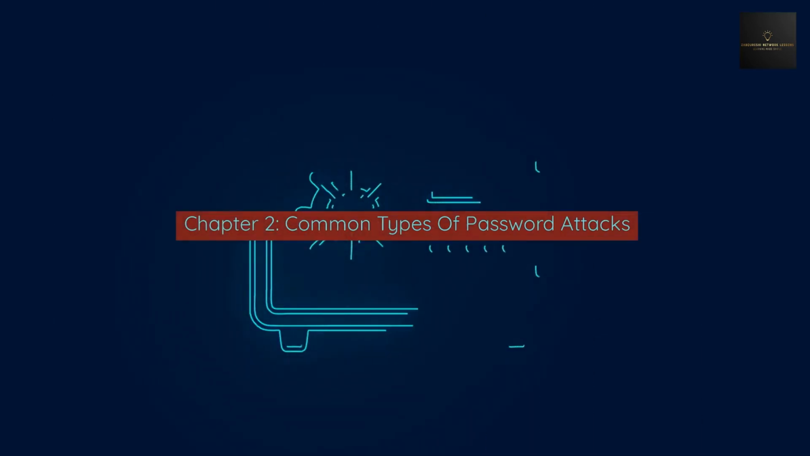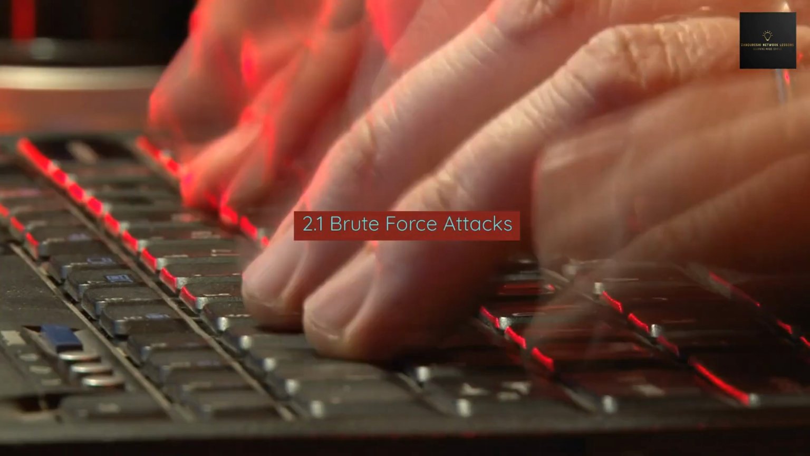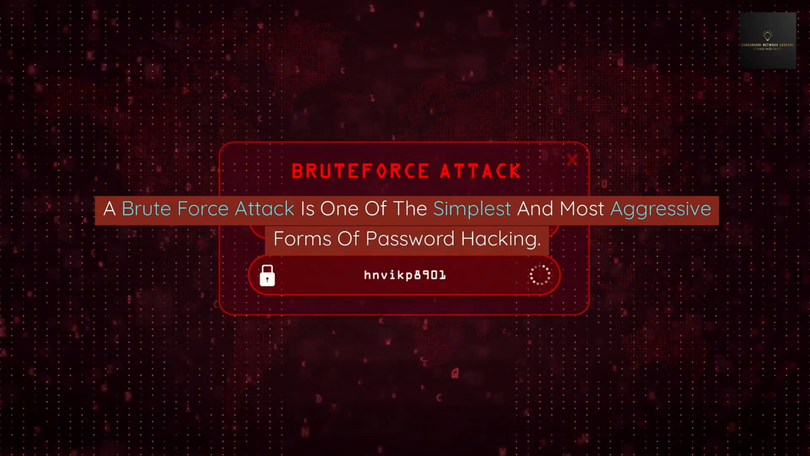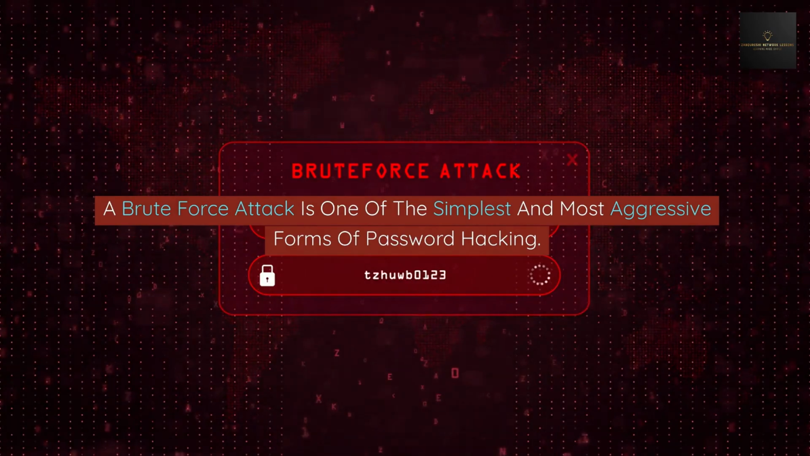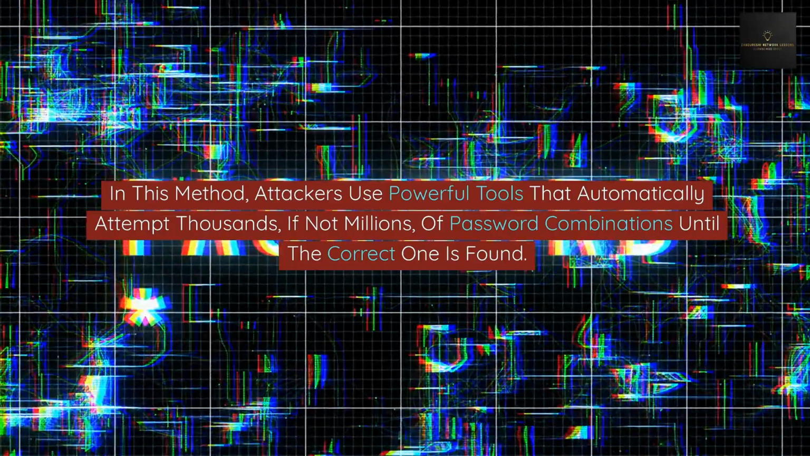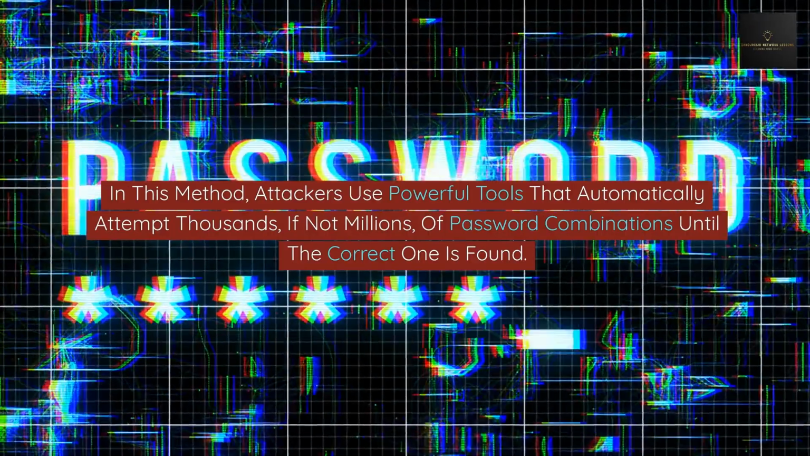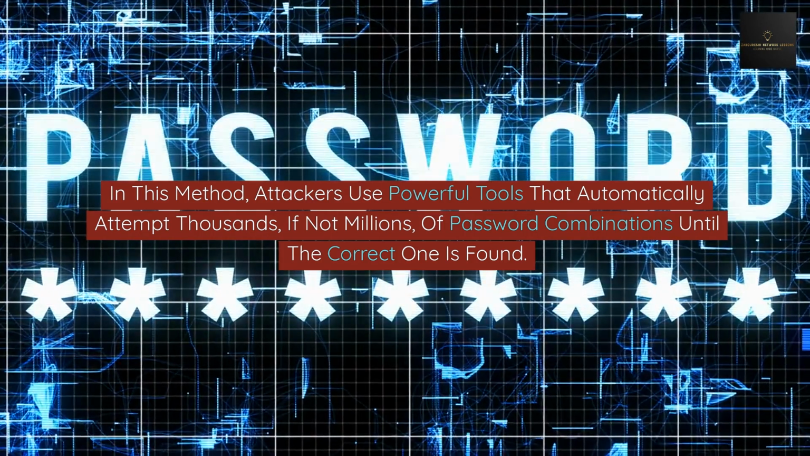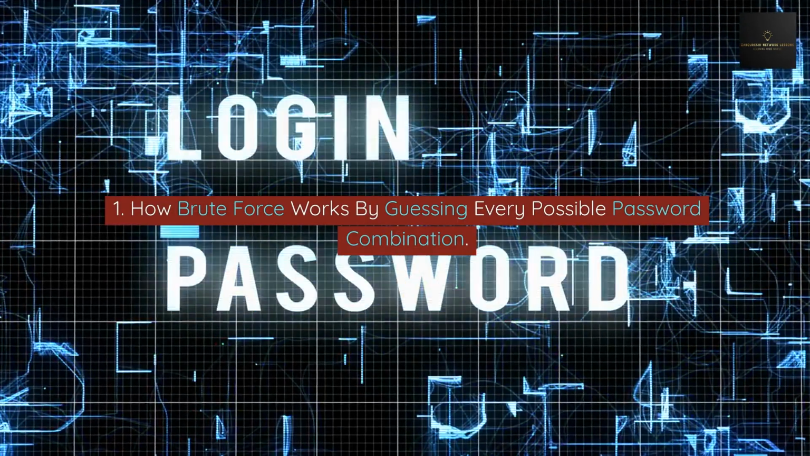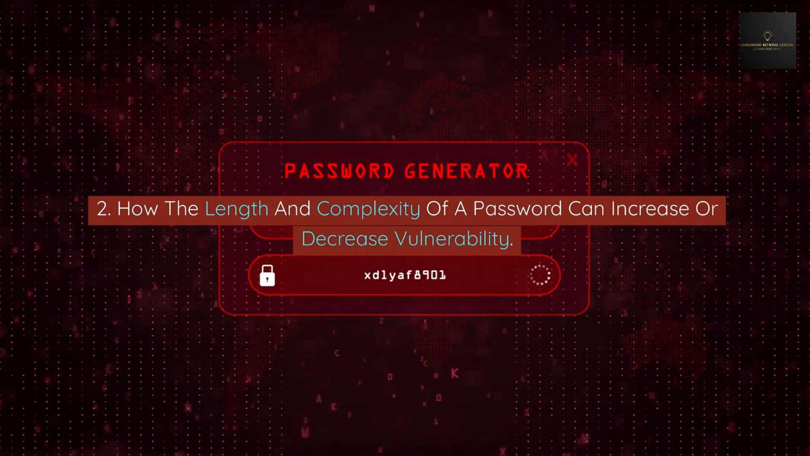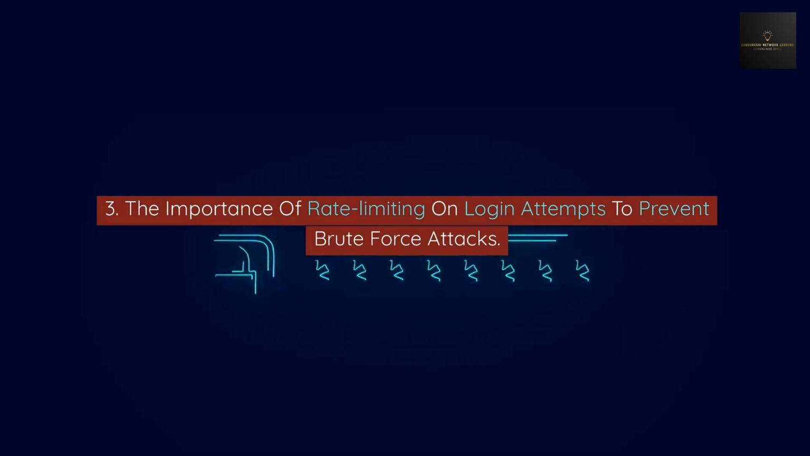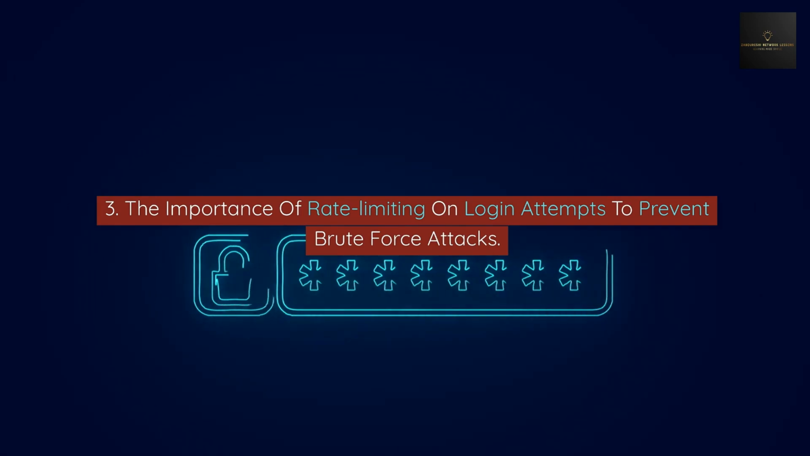Chapter 2. Common types of password attacks. 2.1. Brute force attacks. A brute force attack is one of the simplest and most aggressive forms of password hacking. In this method, attackers use powerful tools that automatically attempt thousands, if not millions, of password combinations until the correct one is found. Details. 1. How brute force works by guessing every possible password combination. 2. How the length and complexity of a password can increase or decrease vulnerability. 3. The importance of rate limiting on login attempts to prevent brute force attacks.